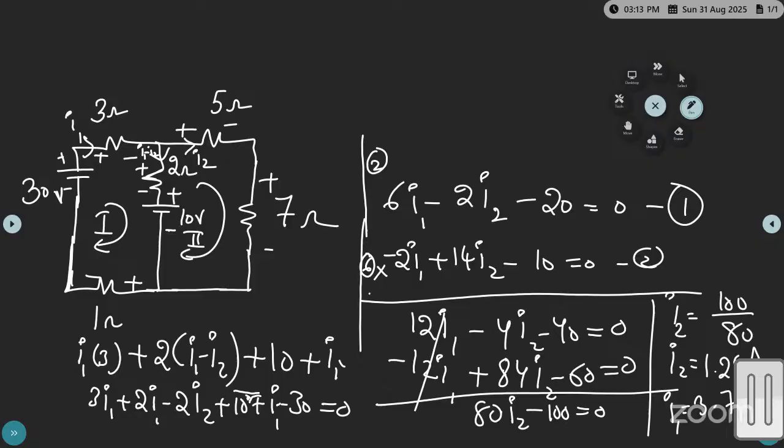But as far as the syllabus is concerned, you have the superposition theorem. Now tell me, do you understand mesh analysis now? If you understand mesh analysis, then you are able to solve the superposition theorem. Otherwise, if you are unable to understand mesh analysis, then you are unable to solve it. Now we'll move to the superposition theorem.